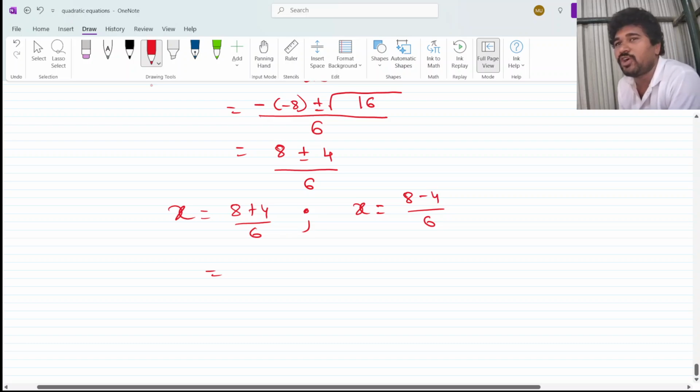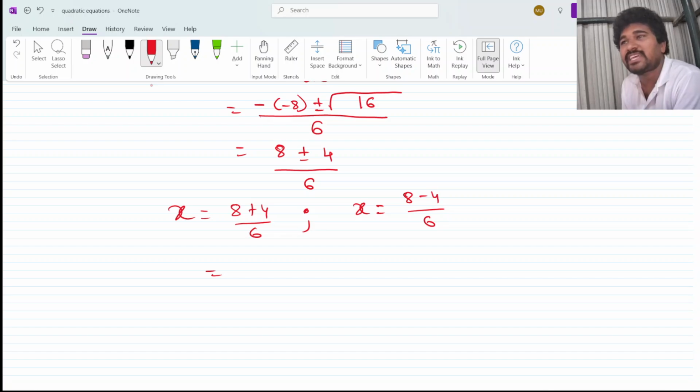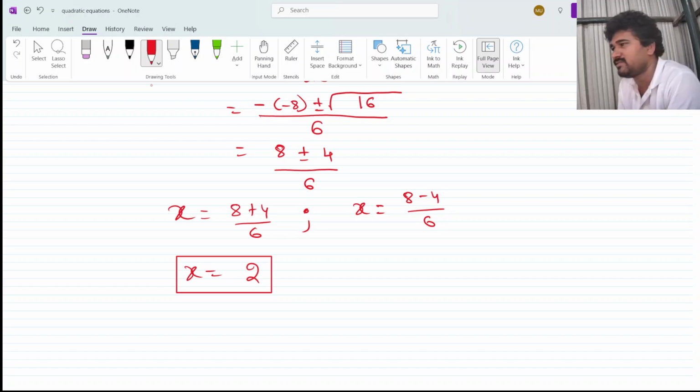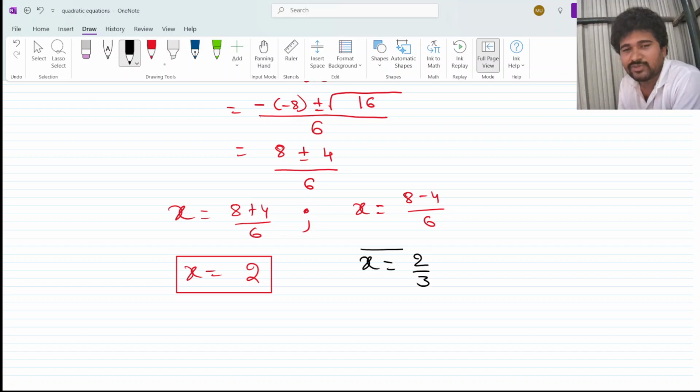8 plus 4, 12 by 6. 12 by 6 is 2. Some wrongly say 1 by 2. And x is equal to 8 minus 4, 4 by 6. 4 by 6 is 2 by 3. So the two roots are 2 and 2 by 3, both positive.